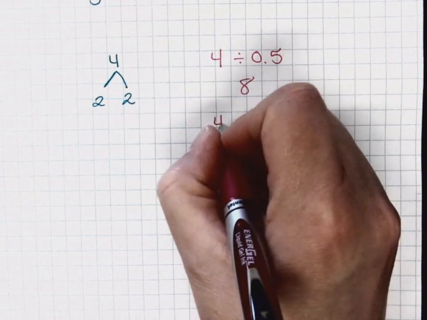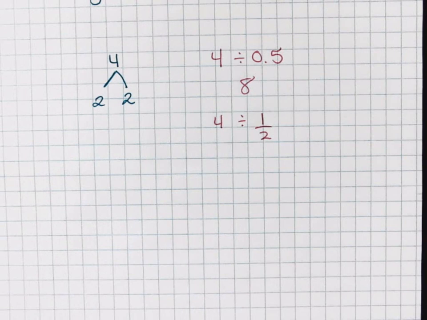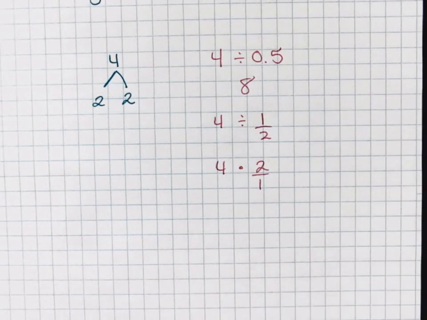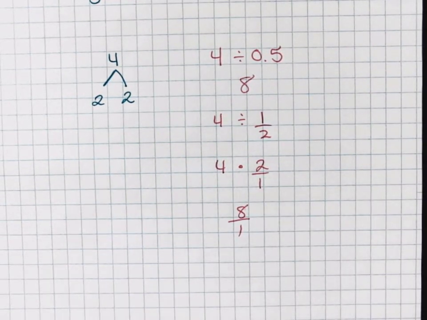Let's do that fraction way. We don't divide fractions, we multiply by the reciprocal. Same thing. It's a really hard concept for people to grasp, that when you're dividing by a decimal, you get a bigger number. We'll get there.